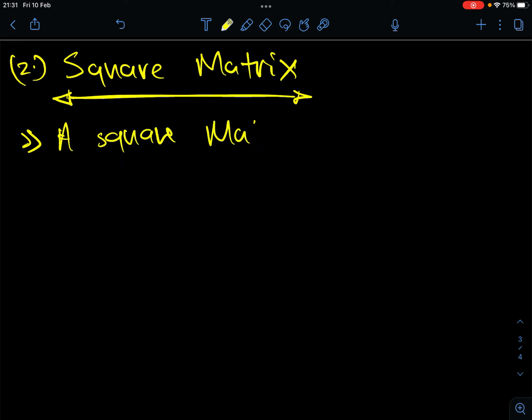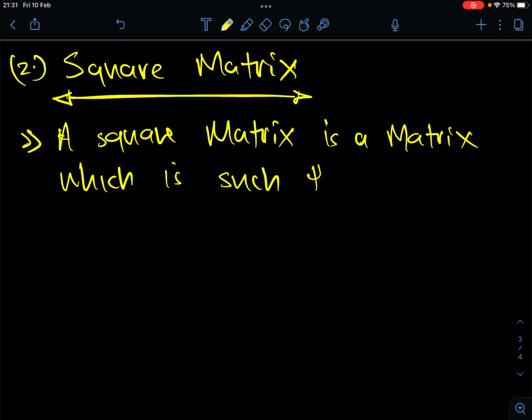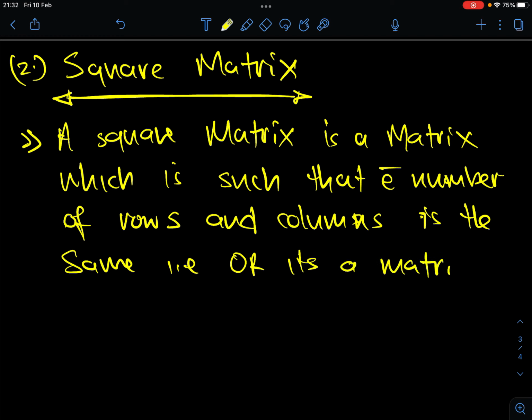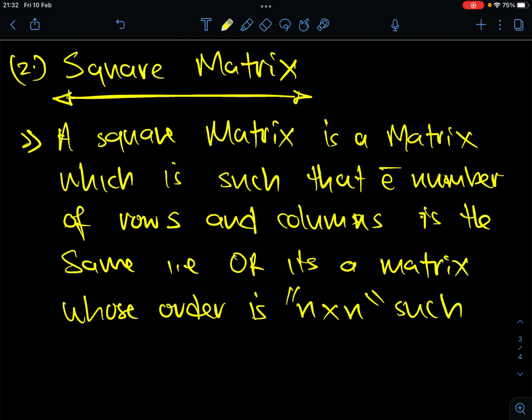is a matrix which is such that the number of rows and columns is the same, i.e., it is a matrix whose order is n by n, such that n is an element of natural numbers.